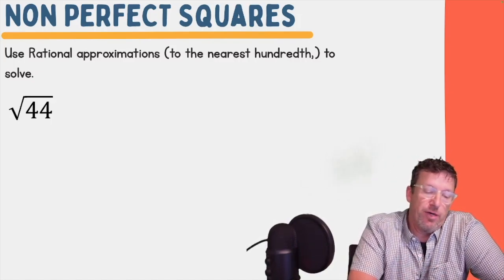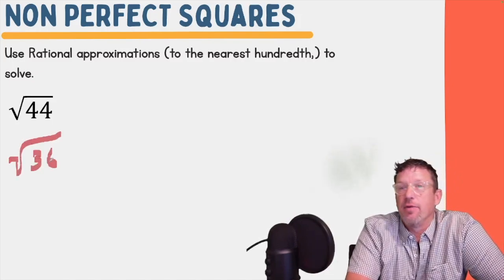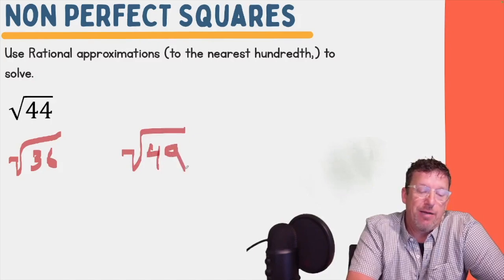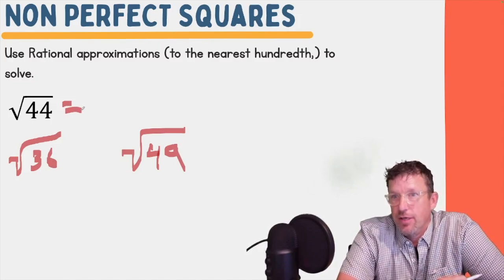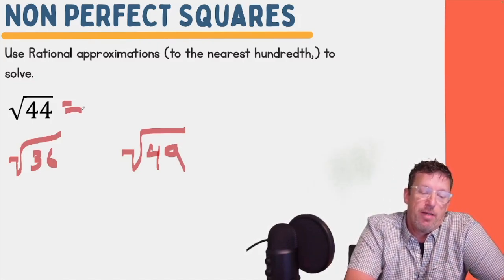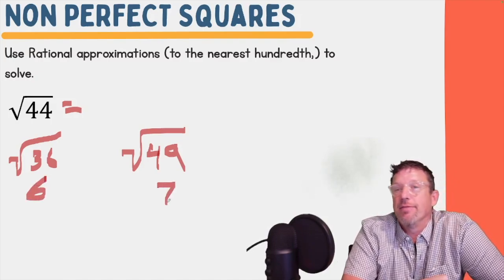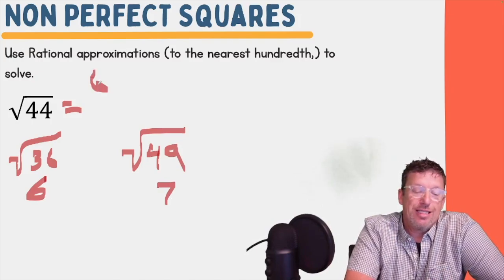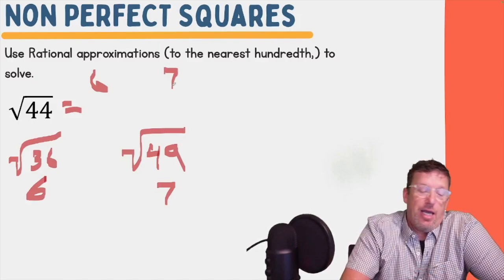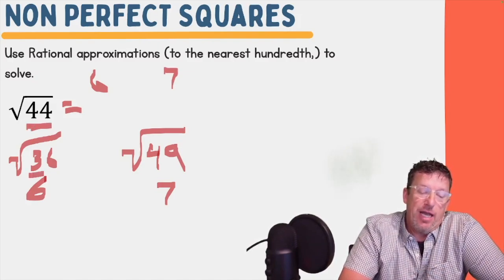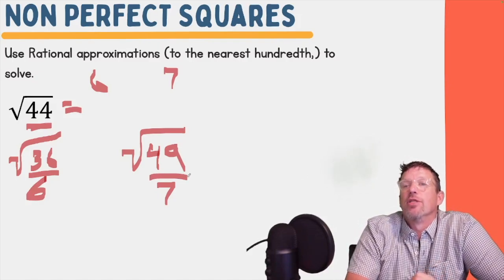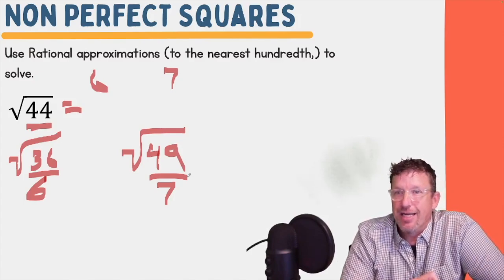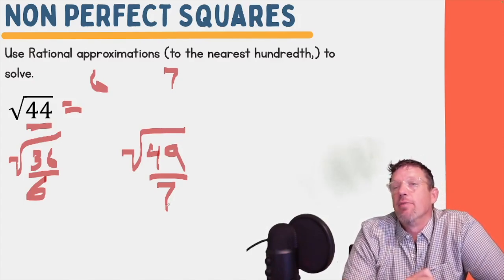So we got the one that was before it, which was the square root of 36, and the one after it, which was the square root of 49. So we know the answer to this one is somewhere between the answers to both of those. The square root of 36 is 6, and the square root of 49 is 7. So our answer is somewhere between 6 and 7. 44 is 8 away from 36, and 44 is 5 away from 49. So my guess is that we are closer to the 7 than we would be to the 6.